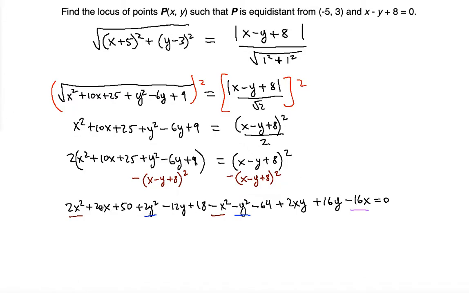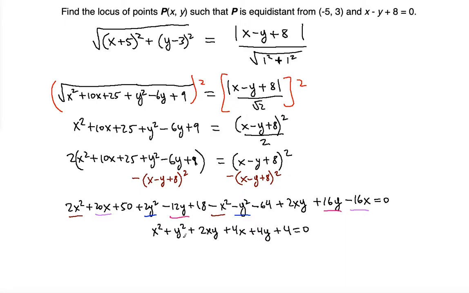These two are like terms. And these two are like terms, right? And the constants, of course, are like terms. That's very easy to see. So what you should get is this: x squared plus y squared plus 2xy plus 4x plus 4y plus 4 is equal to 0.